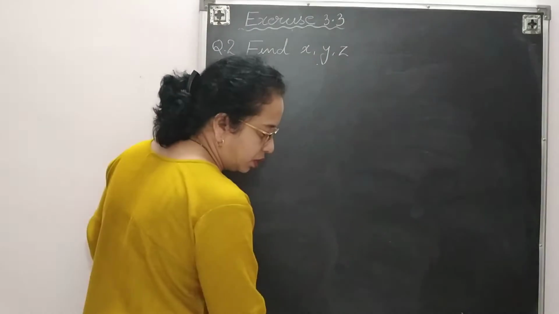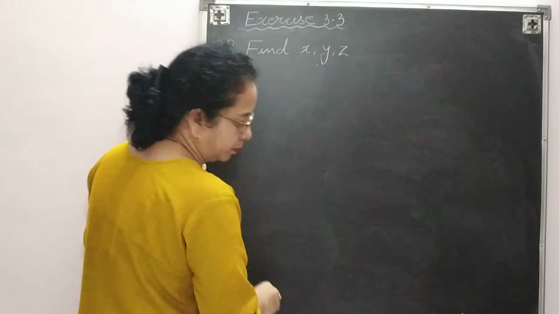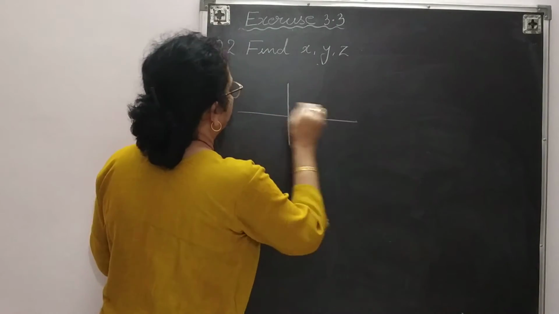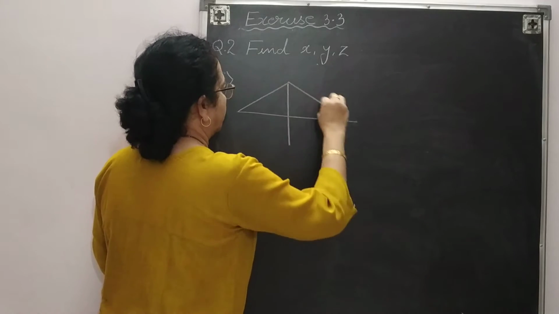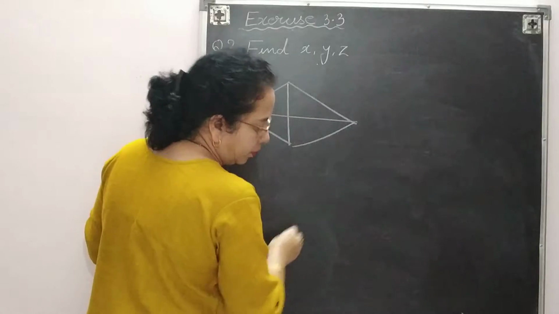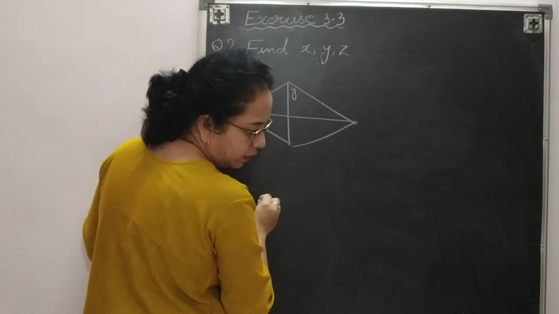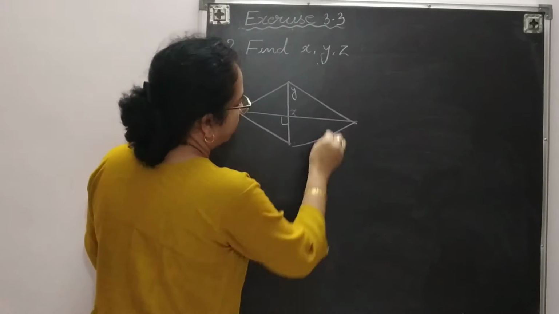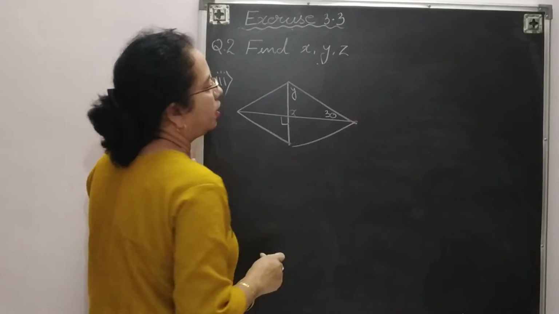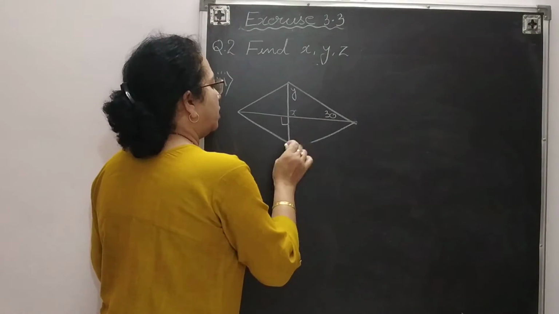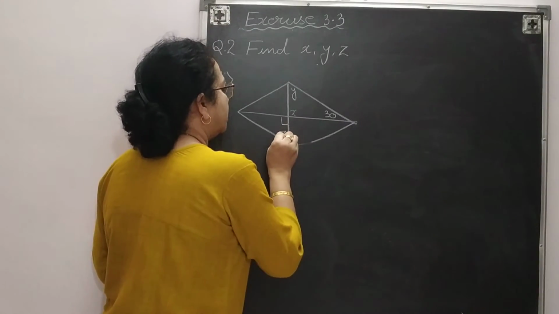Yes, so the third one is here. This is y, this one is x, the 90 degree symbol is given over here, and this is 30 degree. And one more letter, z, is also given. This is your letter z.